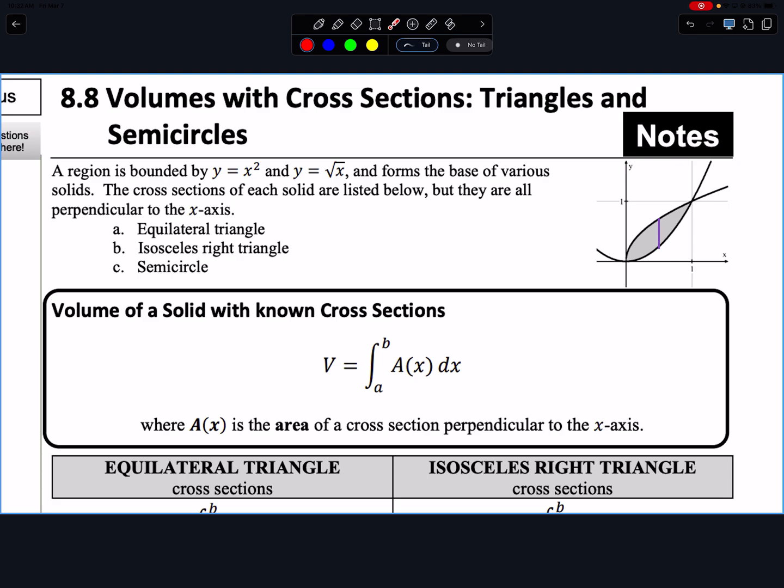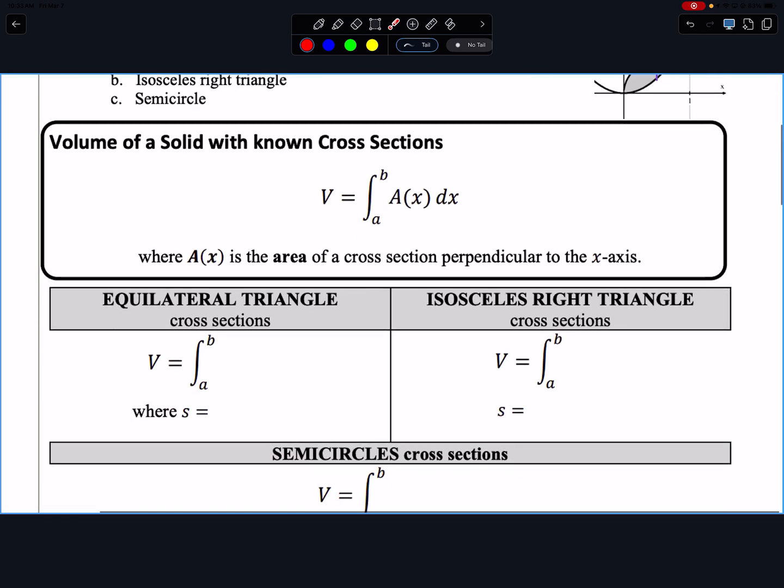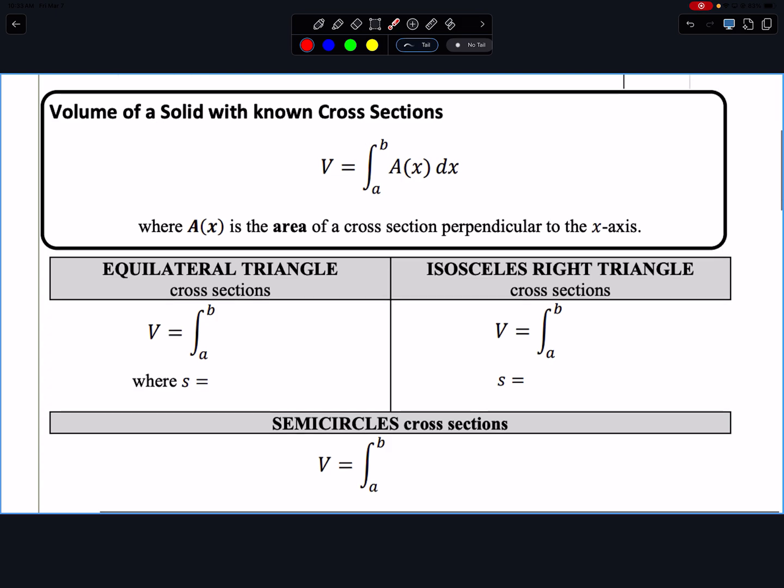It's always going to be the same formula. Just the area is going to change depending on what shape you're talking about, right? Okay. So equilateral triangle. The volume is going to be root 3 over 4 times the side squared dx.